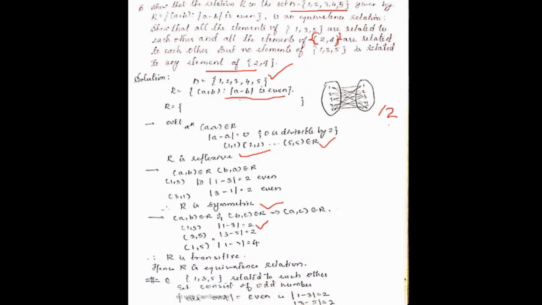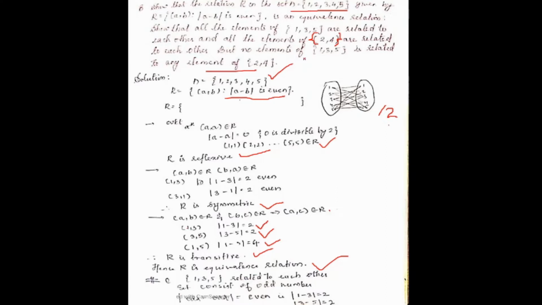(3, 5): 3 minus 5, mod 3 minus 5 is 2, divisible by 2, so even. (1, 5): 1 minus 5, mod 1 minus 5 is 4. See, (1, 3), (3, 5) and (1, 5). Got it? So transitive, no need to think more. So hence R is an equivalence relation. This was an easy one actually, the type you have done before also.